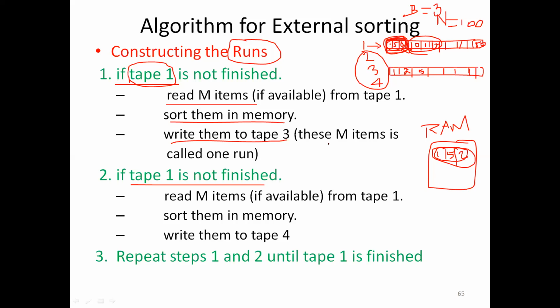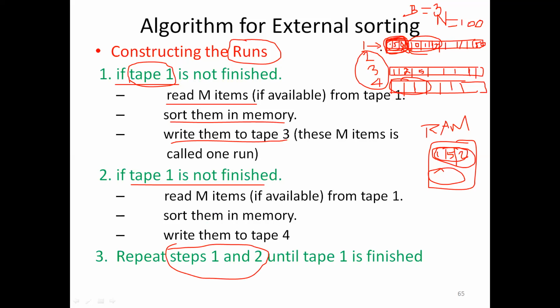If tape 1 is not finished, we will take the second run and bring it to the memory. Then sort it, and I will write it in tape 4, because tape 2, 3, 4 are all free. I'm taking it as a temporary tape to store. So 152, next 10, 11, 12 I am taking. I'll perform sorting and place it in tape 4. So like that I'll keep on repeating steps 1 and 2.